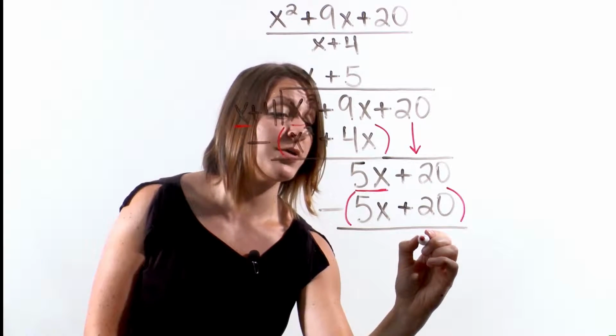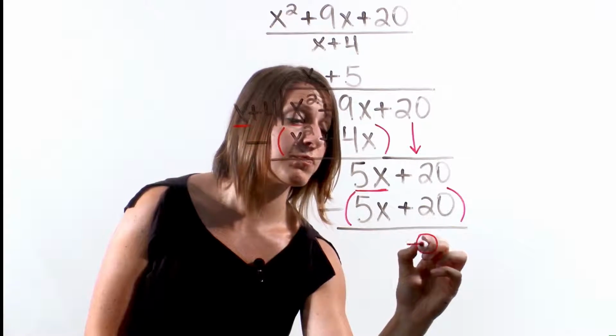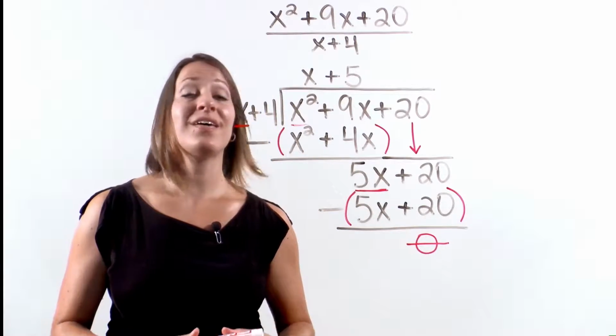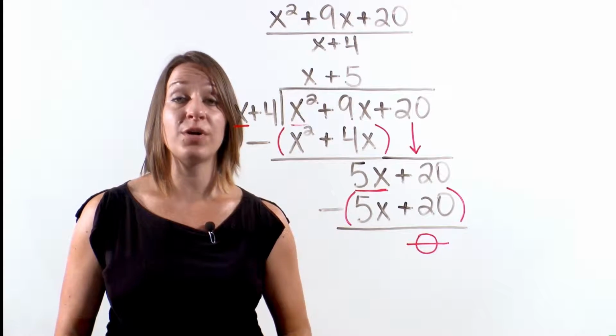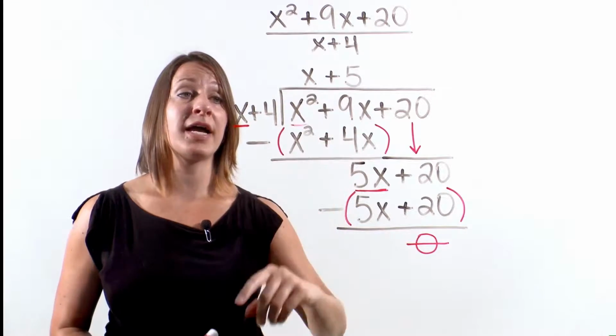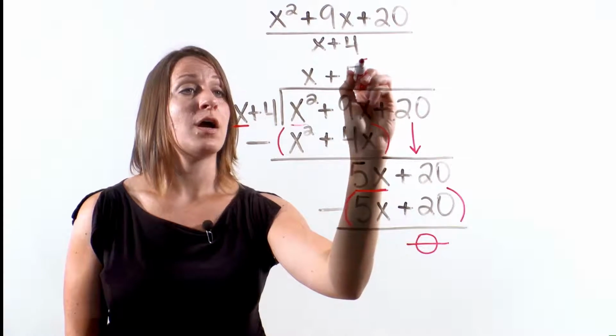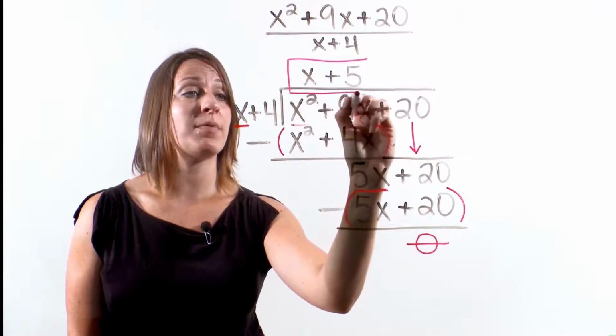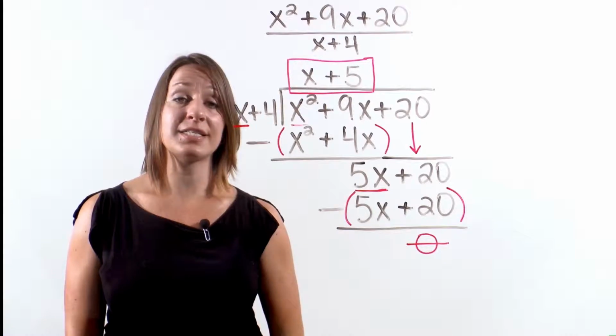So in this problem, we have a 0 remainder. Now where's our answer? Our answer is back up here on top. Our answer to this division problem is x plus 5.